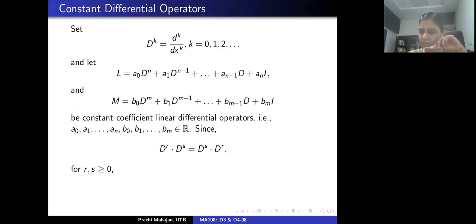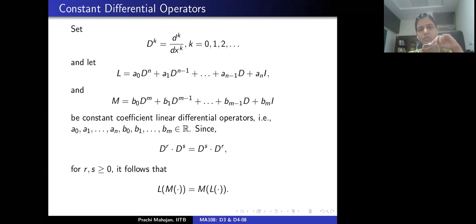Now, what do we note here? The first point is that the operators D^r and D^s commute, which means that whether I apply D^s first or D^r first makes no difference. That is important and useful. This implies that the operators L and M will also commute, so whether I apply M first or L first does not matter. When I write LM, the left hand side means that I am looking at the function obtained by applying M first and then applying L to the resulting function. The right-hand side means that I apply L first and then apply M to the resulting function. In general, the two may not be the same, but as long as we are working with constant coefficients, we are fine. Is that okay?